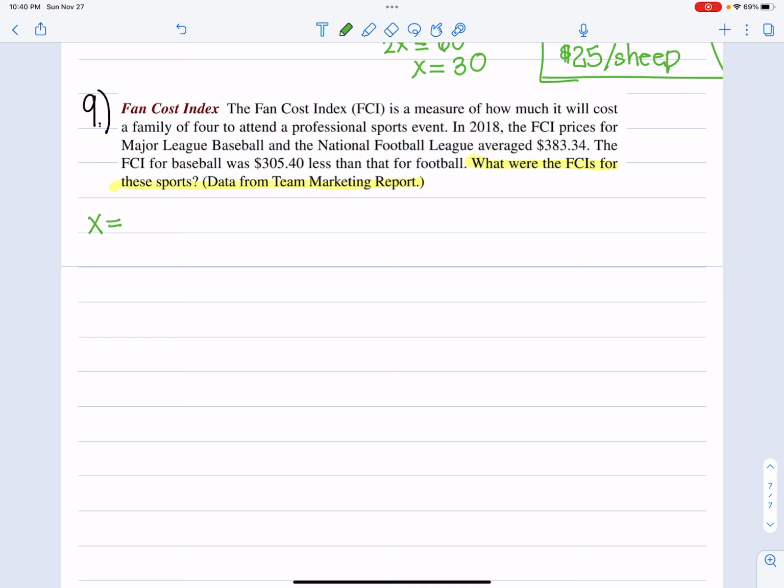X is FCI baseball, right? Y would be FCI football. That's what we want to know. And that's the fan cost index. That's all it is. Okay, so once again, I label it like that. Or you could say cost, use dollar sign baseball, dollar sign football, dollar sign MLB, dollar sign NFL. However you want to do it. I got to know what you're talking about. Okay, you can't just throw stuff in there.